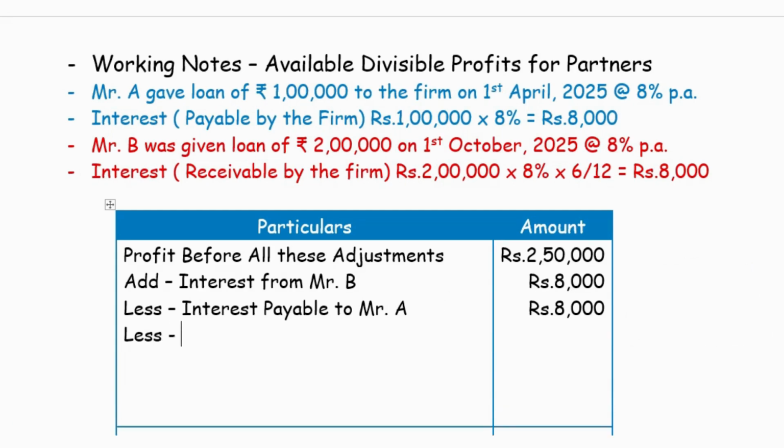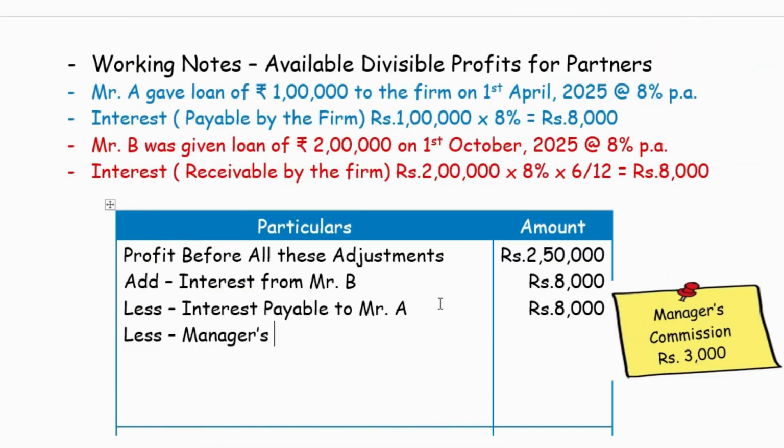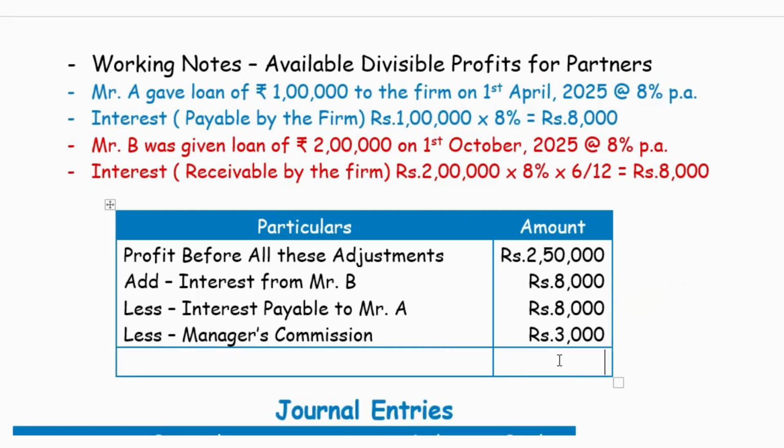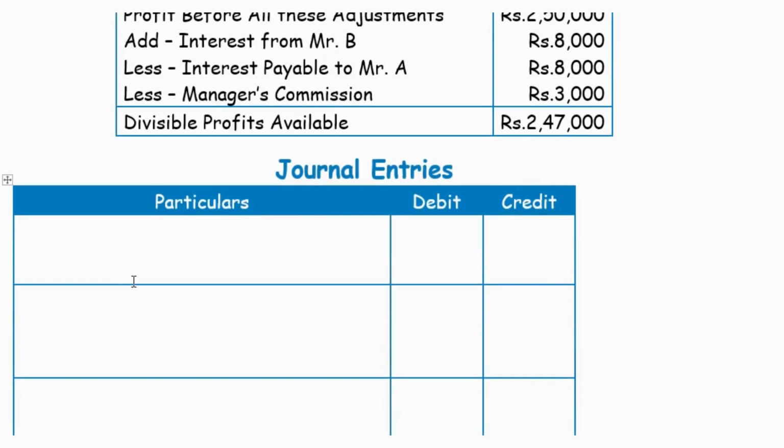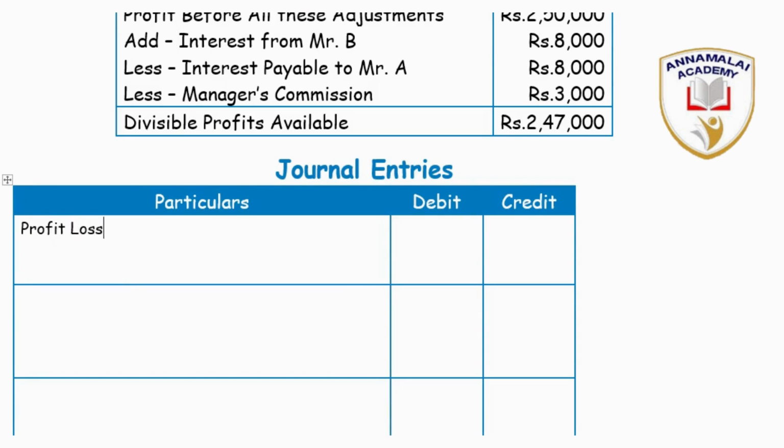There is one more component, that is the manager's commission. Manager's commission is rupees 3,000. Adding and subtracting all these things from the above profits, it is 2,47,000. This is the divisible profit available for the partners. Now, once the divisible profit is estimated, this is to be transferred from the normal profit or loss account.